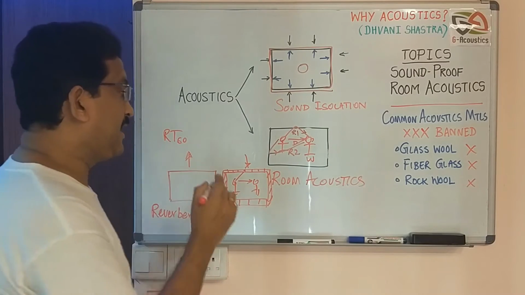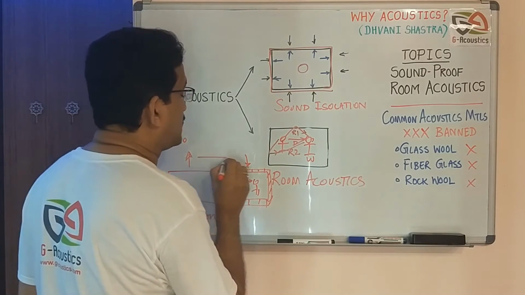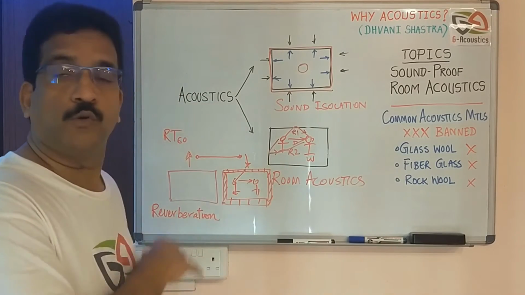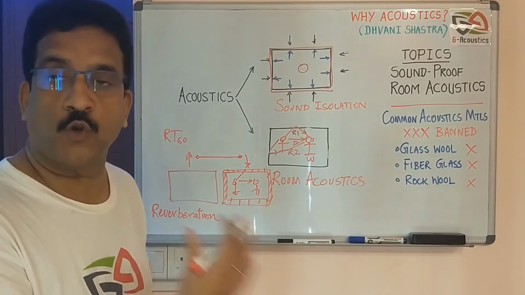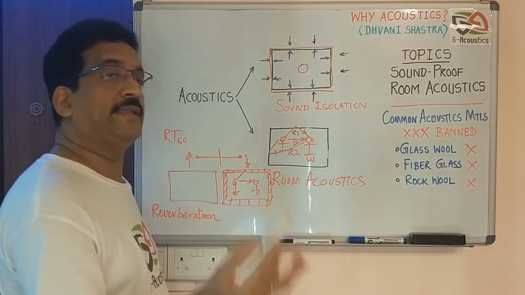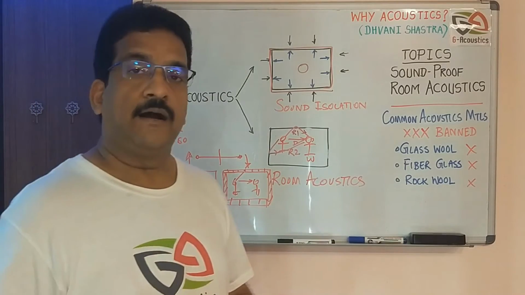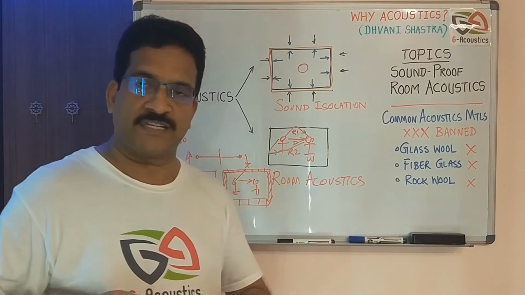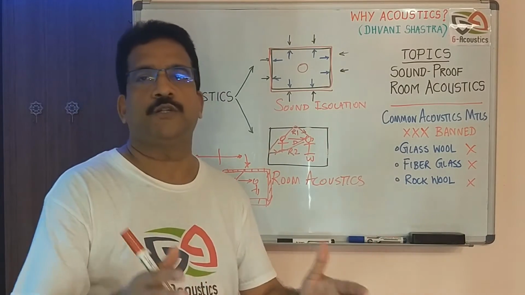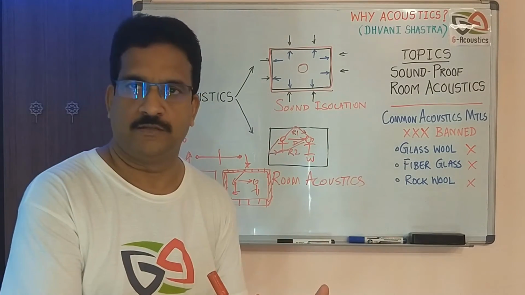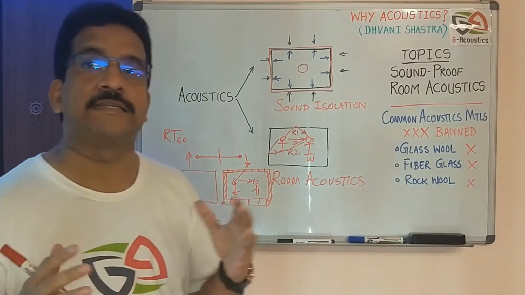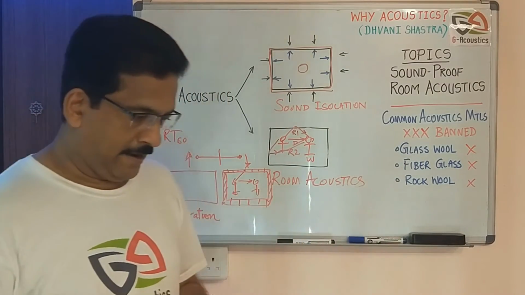Now which is the ideal? One is low, one is very high, right? Both are too extreme and both are not good. There is some value which is optimum for any type of room. There are international standards which specify, for this particular room and this particular application, what the reverberation time should be. Based on that, the room acoustics is designed, right?